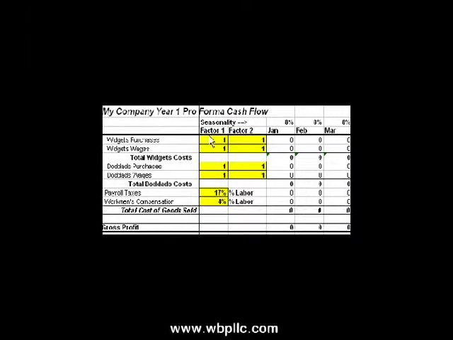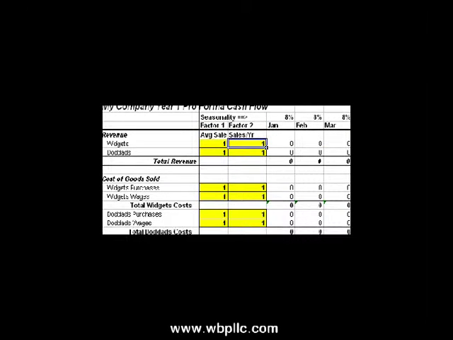So in our model, what we did here is we've got two factors, right? How many widgets are we going to sell this year? 2,500. And we're going to sell them for how much? $45. Okay, so 2,500.